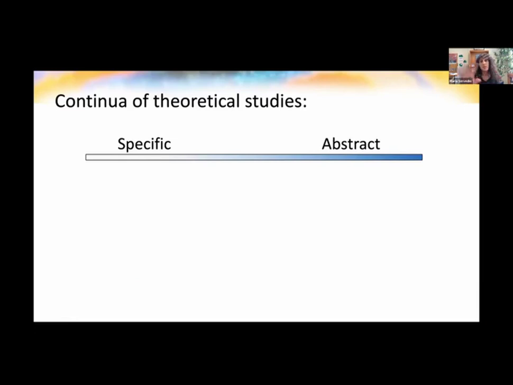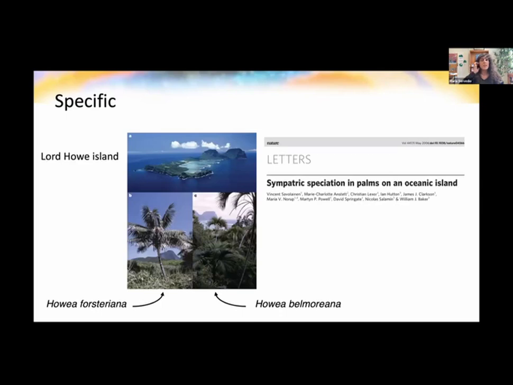So I'm going to present several continua. The first is from the specific to the abstract. And models can fall anywhere in the space. By specific, I really mean models that are tailored to a specific system. A nice example of this stems from an empirical paper by Savolainen et al.